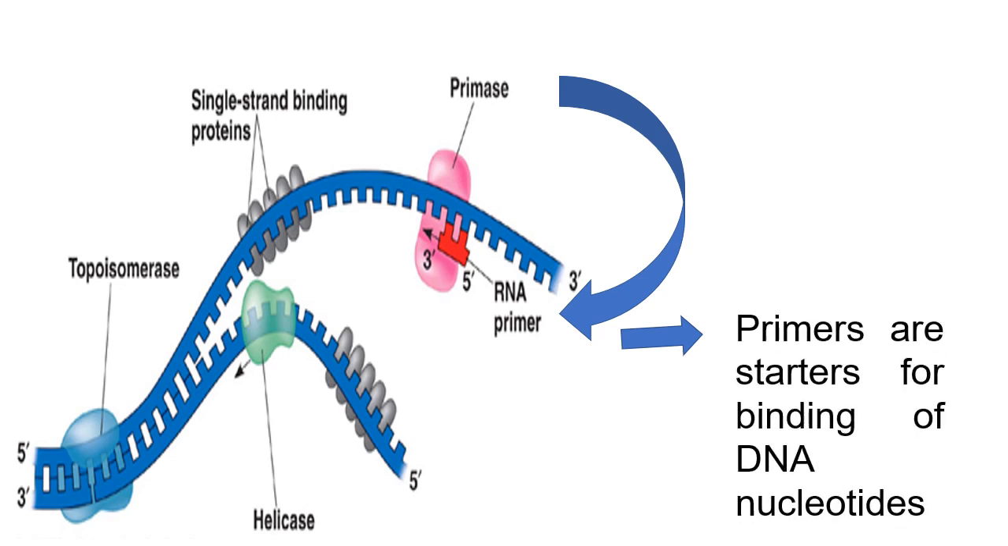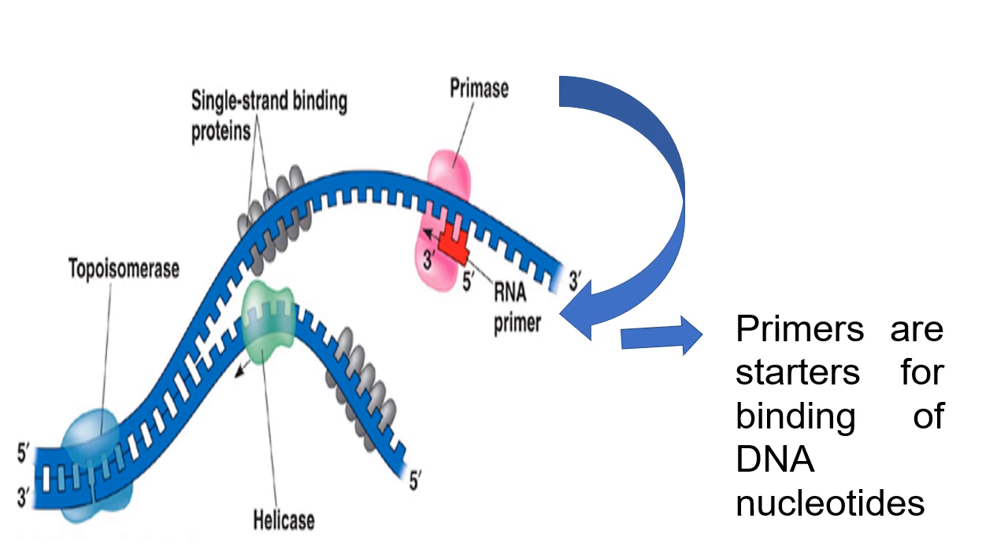So RNA primers are responsible for starting DNA nucleotide synthesis. The RNA primers are removed by DNA polymerase using exonuclease activity and are later replaced by DNA nucleotides by DNA polymerase. So this is all about step 1 of DNA replication, that is, initiation of replication.